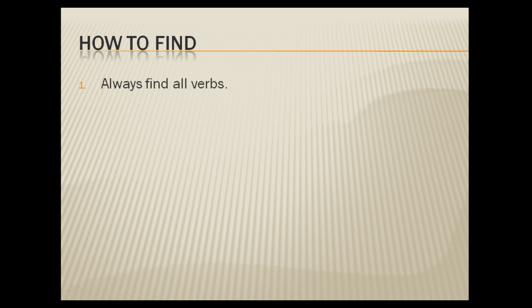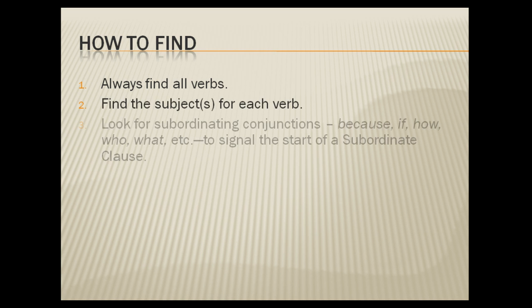How do we find them? Number one hasn't changed. Always find all the verbs. Then we find all the subjects for each verb. Then we look for subordinate conjunctions. Words like because, if, how, who, what, whatever signal the start of a subordinate clause.